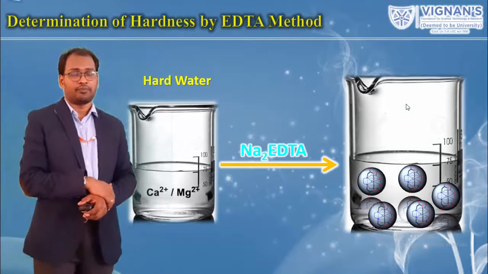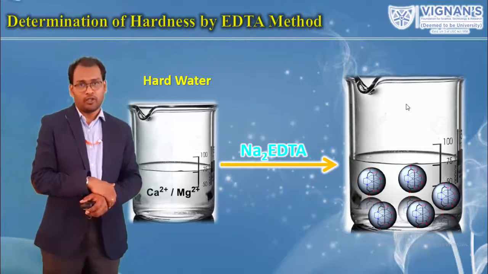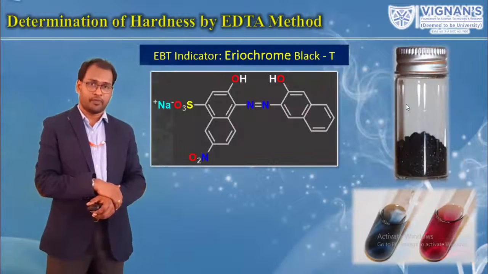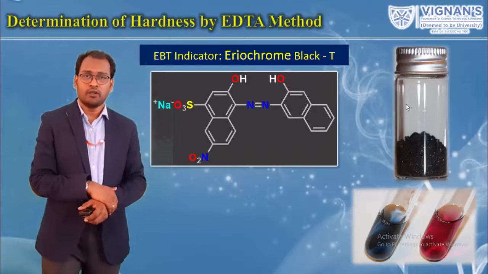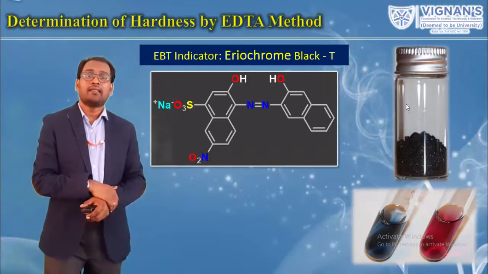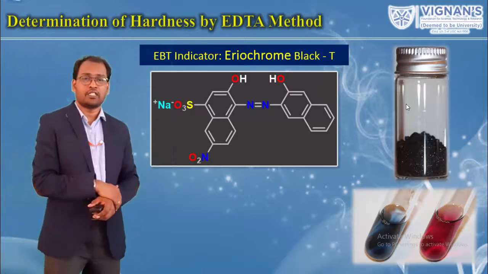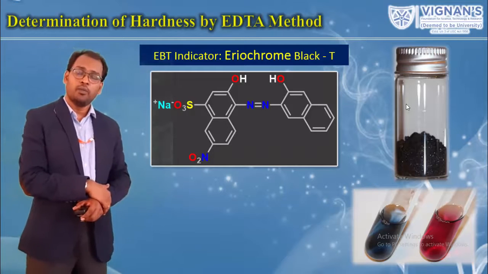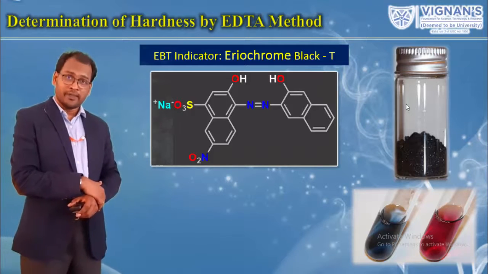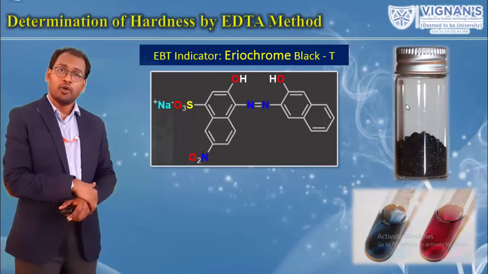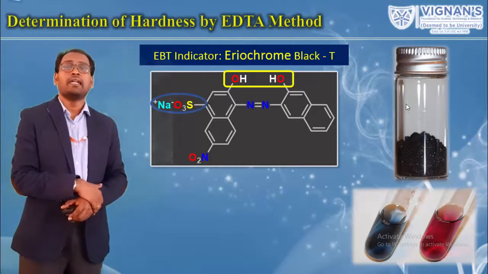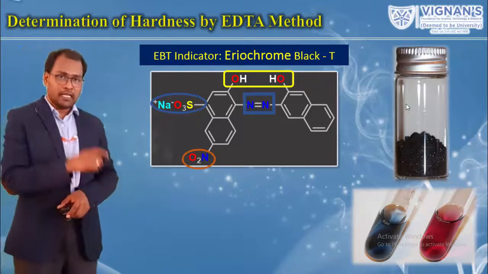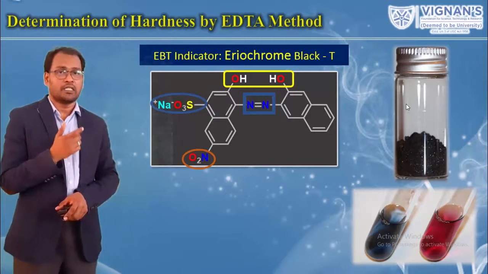To make this useful, what we are going to do is add an indicator to the system. Indicators are organic molecules which give a change in color because of complexation. The indicator chosen for this EDTA method is eriochrome black T. The structure is given here, which has one sulfonic acid group, 2 hydroxy groups and 1 nitro group. Along with it, it has an azo group at the center. Azo is nothing but N double bond N. This azo group is the one which gives color to this system.